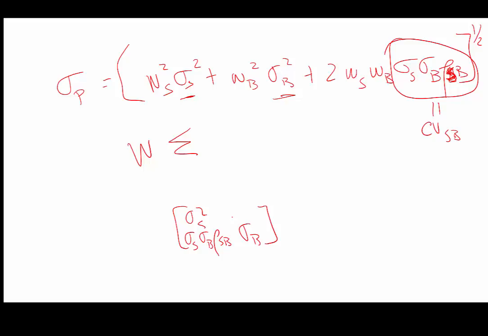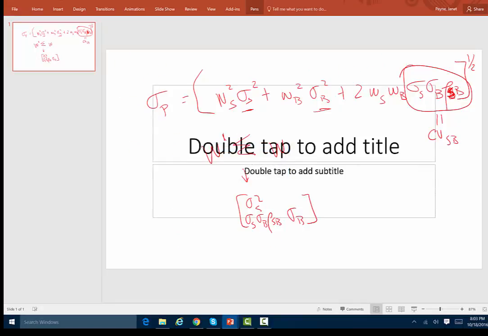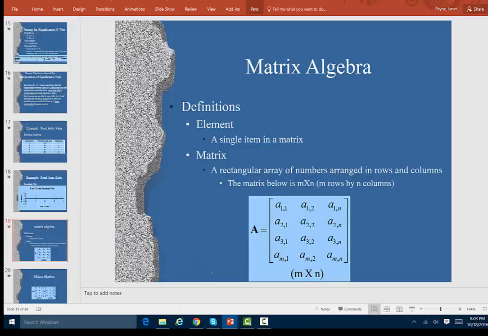Okay, so we're going to multiply the weight matrix by sigma, the covariance matrix. That's this, and then we're going to multiply it by the weight again. The only trick is, because we're going to use matrix algebra, we're going to have to transpose this first weight matrix in order to be able to do the algebra. Okay, so let's go back to this slide.